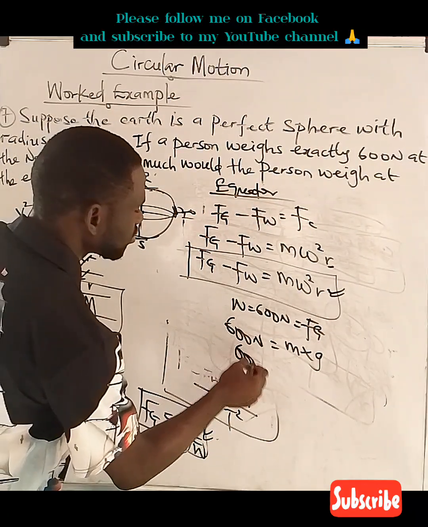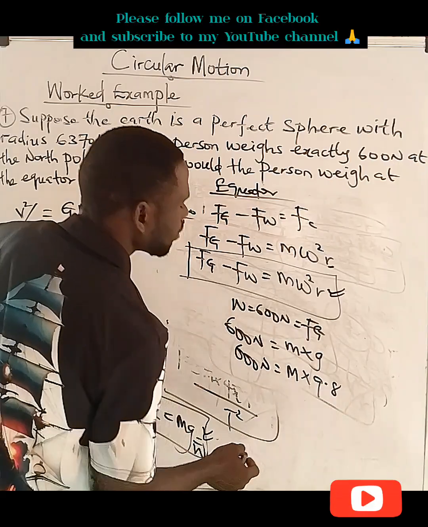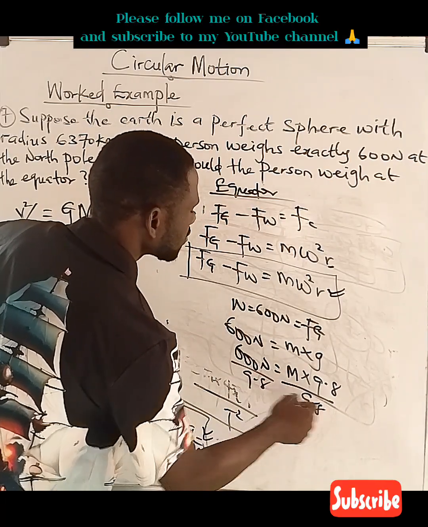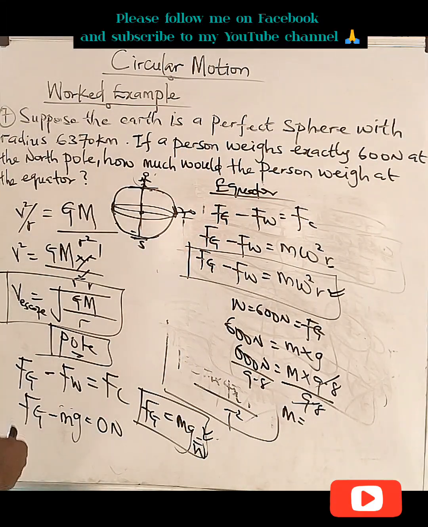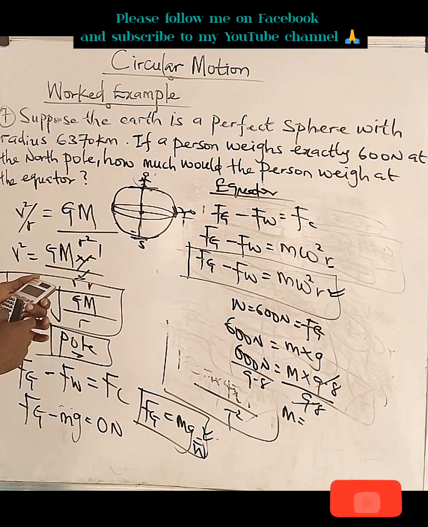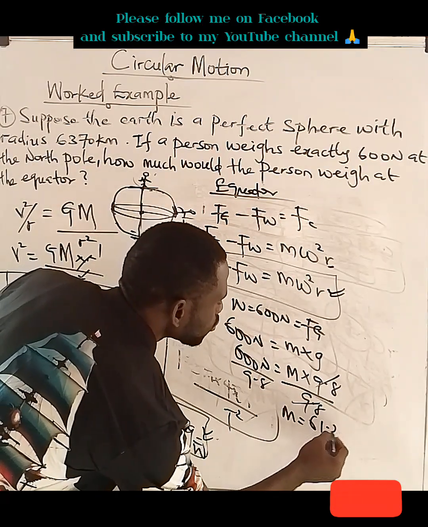So we're going to do that. The 600 newtons is mass times 9.8. We're going to get the mass of the body first. Divide both sides by 9.8. What do we have? The mass is, let's quickly use our calculator. The mass would be 600 newtons divided by 9.8. So the mass would be 61.2.